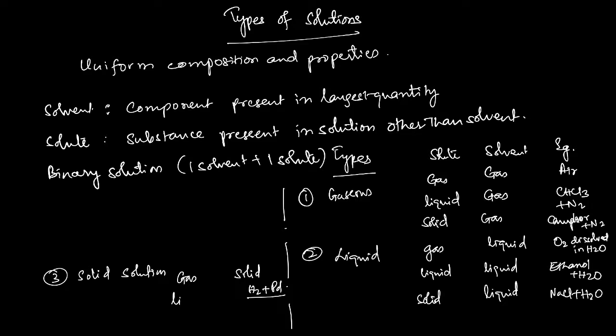Then there can be liquid in solid solution. For that, the example will be amalgam. Amalgam is an alloy of any other metal with mercury. So that is a good example of liquid and solid solution. Then solid solute and solid solvent. For this there are so many alloys which are all examples. So in this way there are several types of solutions which we are to study.